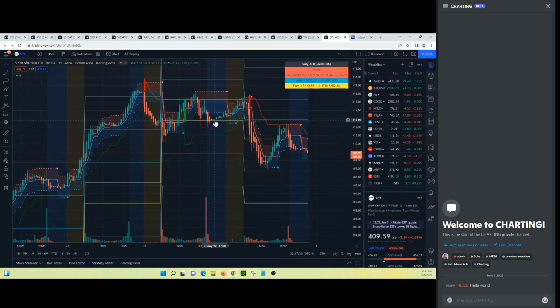So yesterday's levels on the VIX actually work pretty good as support and resistance on the VIX. So if you load the VIX up, maybe you'll see what I'm saying.